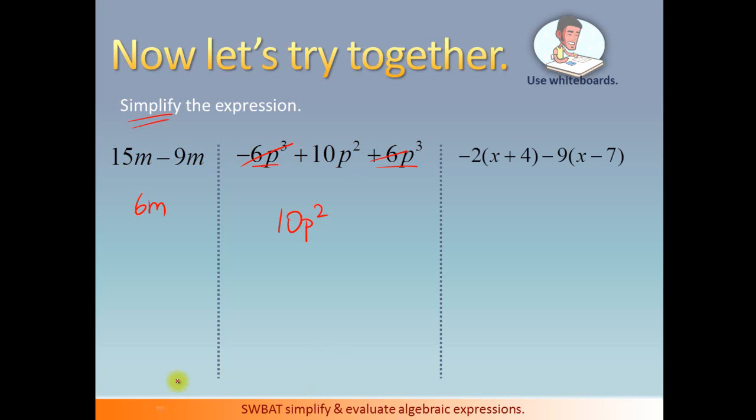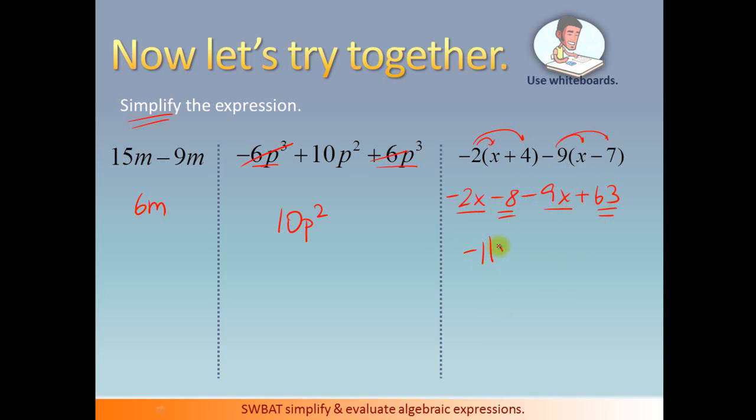Last one is similar to what we just did a minute ago. Before we combine any like terms, we have to go ahead and distribute. So I'm going to distribute here and here. Be careful of the negatives. Negative 2x minus 8 minus 9x, negatives are positive 63. Look for like terms. This is a like term along with this. Same variable, same exponent. And these two are like terms.